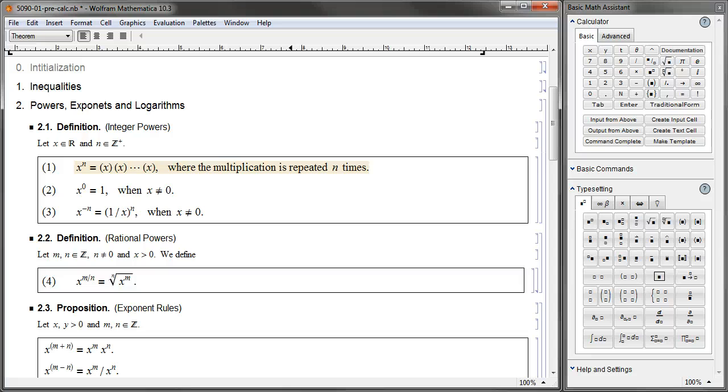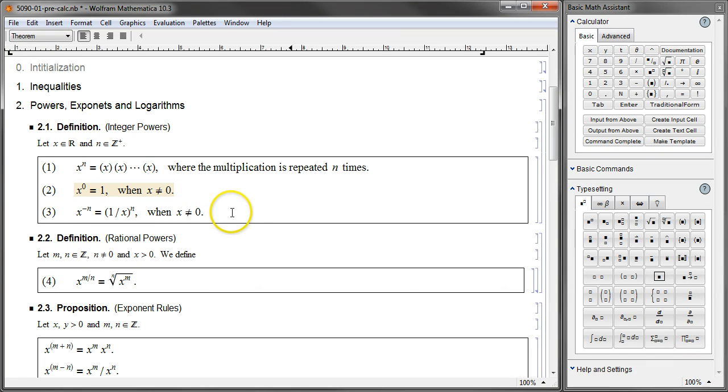Okay, that's simple. Let's extend this positive integer into 0 as well. So x to the 0 power is defined as 1, but we exclude the special case 0 to the 0 power. So we do not consider that when x is equal to 0.